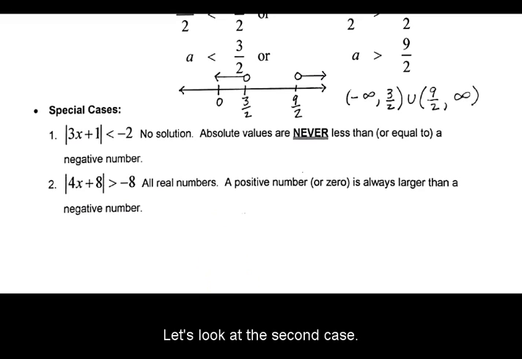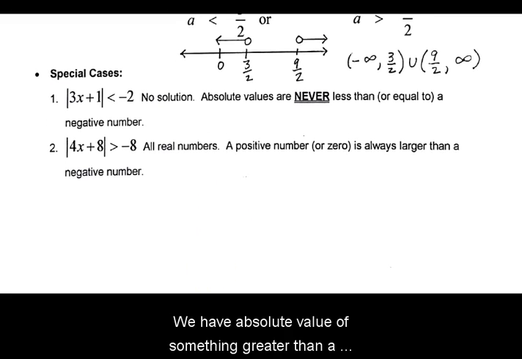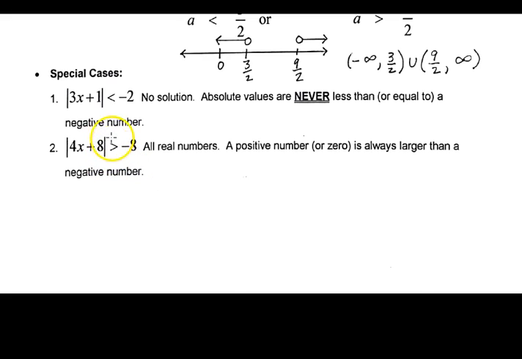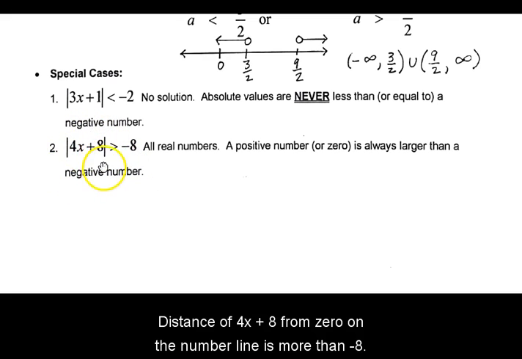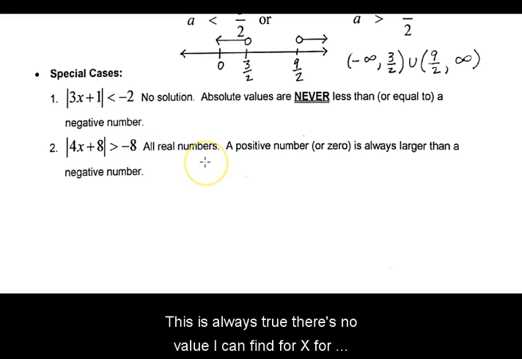Let's look at the second case. If we're looking at the second case, we have the absolute value of something greater than -8. Well, think about what this means. The distance of 4x plus 8 from 0 on the number line is more than -8. Well, this is always true.